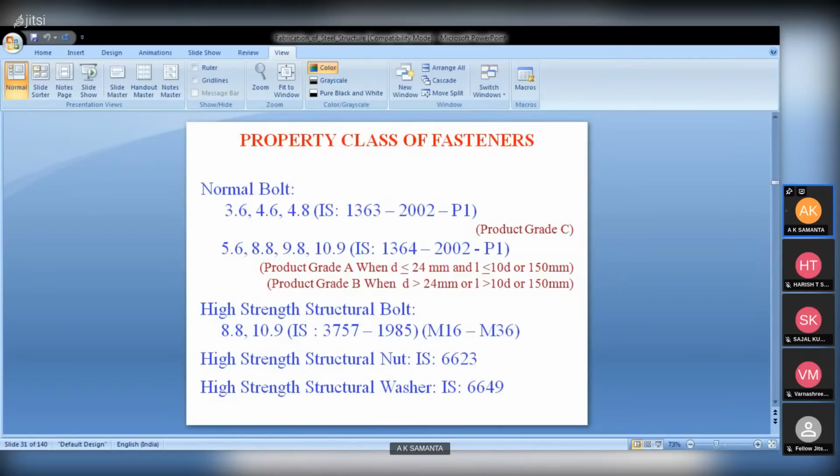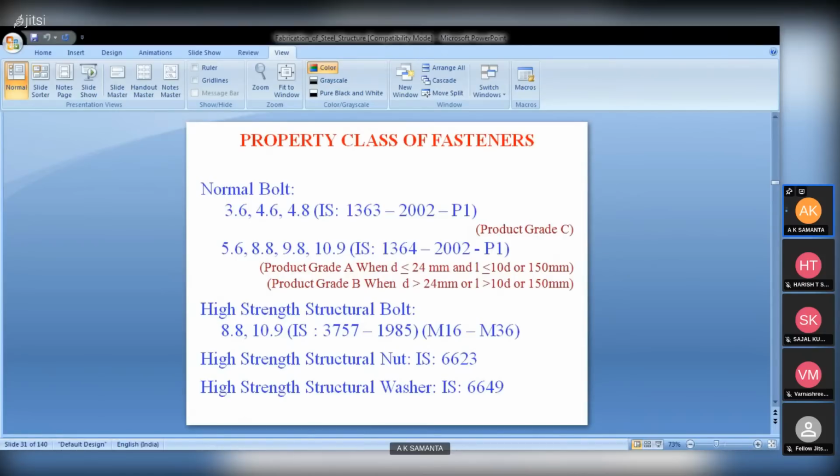When we put a grade A bolt, it is costlier, but its tolerance is very precise. C grade is the roughest type of bolt. That's why its production is less. But in rural work, or where inspection is not there, they use this type of bolt, 3.6, 4.6, and 4.8, just to reduce the cost. Now, the high strength structural bolt is another concept.